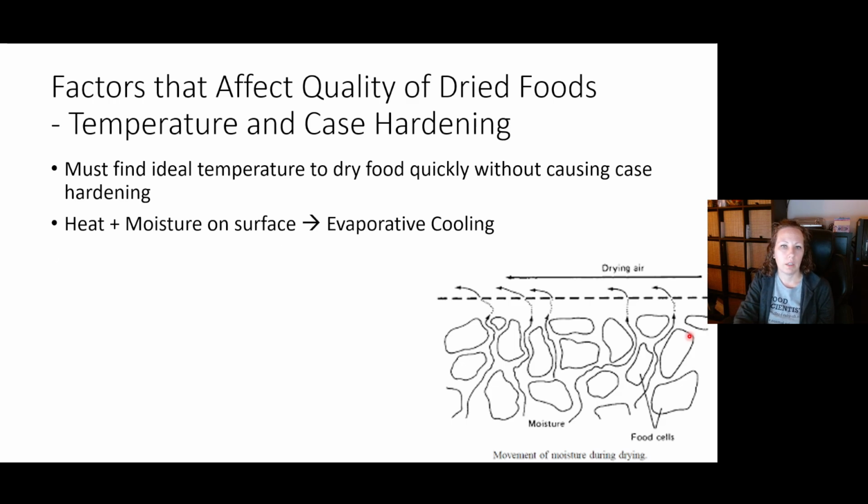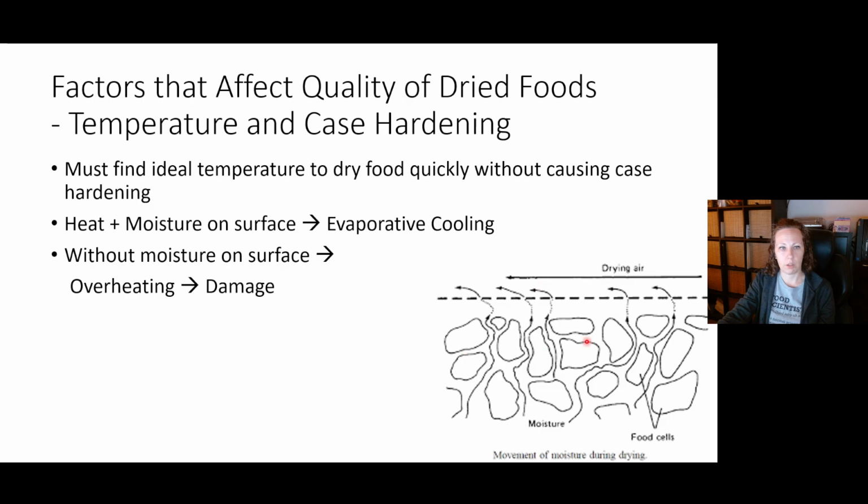But if you don't have that moisture on the surface, because you have case hardened that surface, you're going to have overheating that occurs on the surface, and therefore damage that will occur.